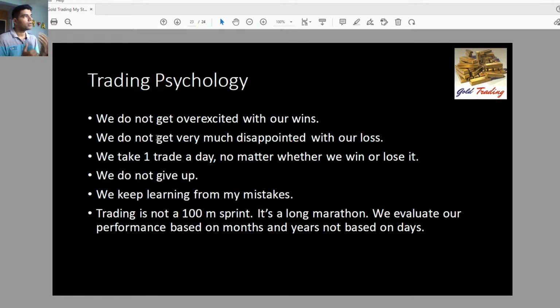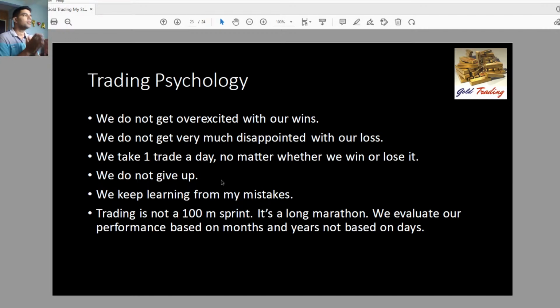Trading is not something pre-planned, it's based on our probability mindset. So whenever we win, we do not get overexcited. Whenever we lose, we do not get disappointed. So we control our emotion. We do not get overexcited with our wins, we do not get very disappointed with our losses. We take one trade a day, and no matter whether we win or lose, we do not give up.